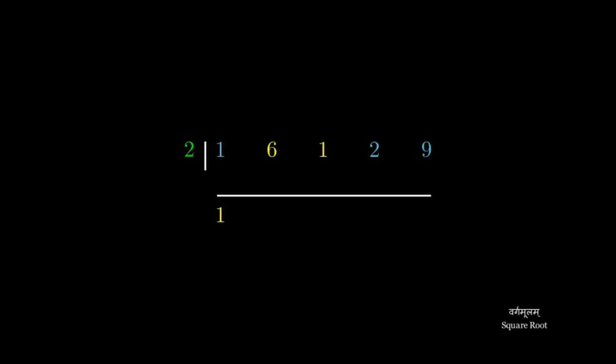And 2 is the temporary divisor. To calculate the second digit of the answer, we divide the next digit 6 by the temporary divisor 2 and we get 3. Now we apply the D operator on 3. D of 3 is 9. Subtracting this 9 from the third digit 1 and dividing it by 2, the answer is minus 4.